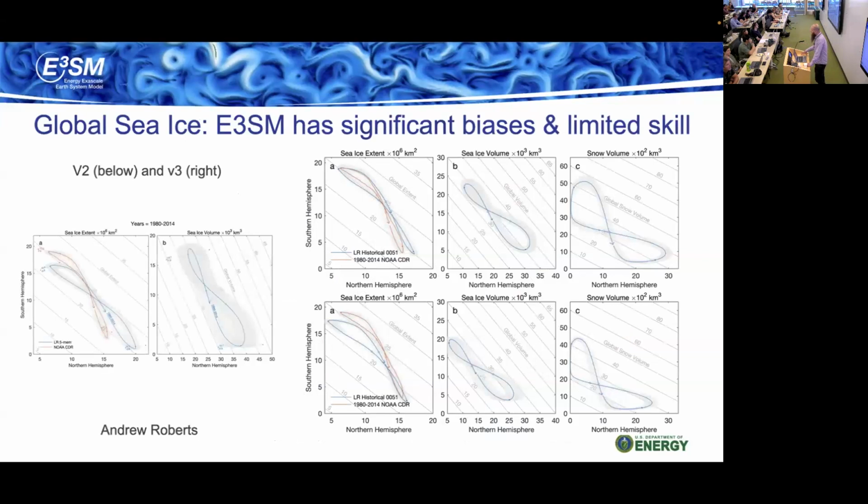This figure was developed by Andrew Roberts of our group, and he calls it the sea ice lemniscate, which is Greek for ribbon. It's a way to visualize the global sea ice state in one figure. We typically see figures of either Antarctic or Arctic sea ice, but this is a way to demonstrate what's going on in the full coupled system.